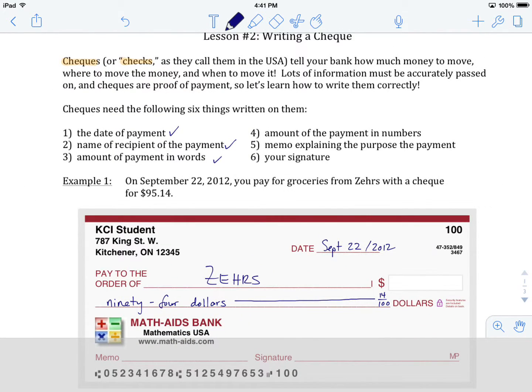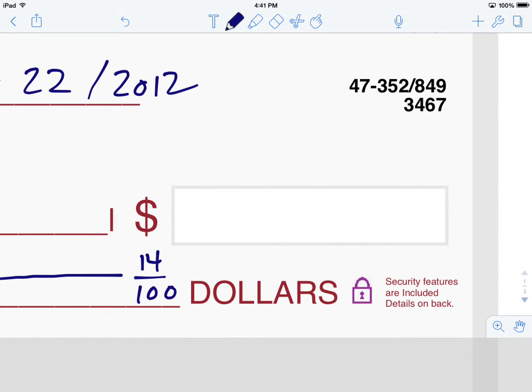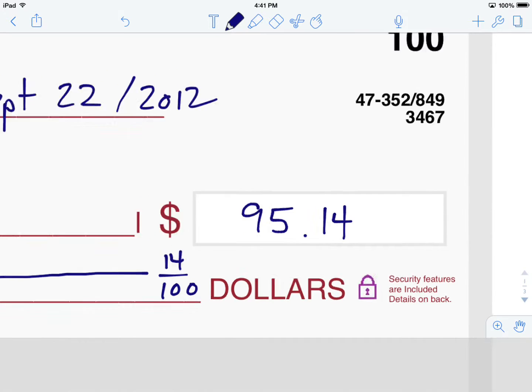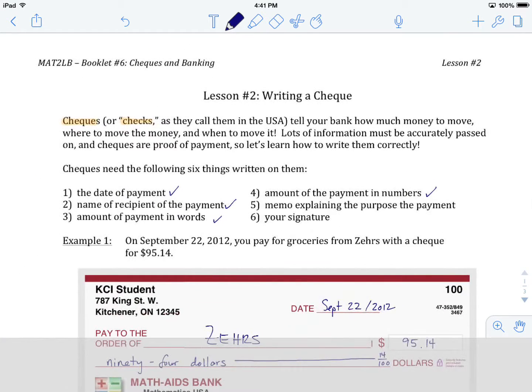The next, that box just up above over here is where we write down the amount of the check in numbers. We write down $95.14. And as I said before, that's sort of a double check to ensure that the words you've written match the numbers that you've written.